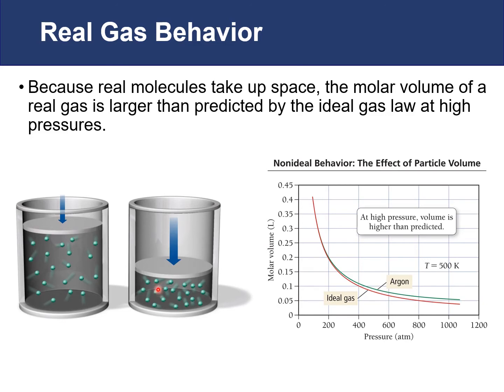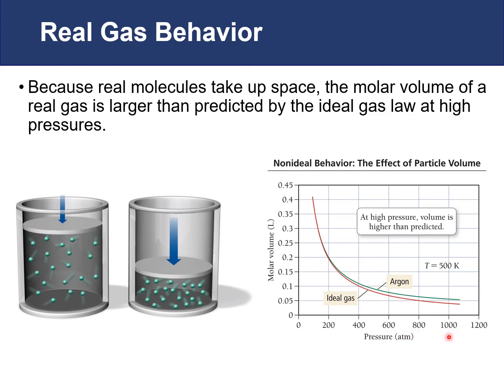So because they take up space, they will collide more frequently, and that frequency becomes important if you're working at very low volumes and very high pressures. So if we look at the molar volume, the amount of space that 1 mole occupies in liters at very high pressures. On our x-axis, we're looking at 200, 400, 600, 800, 1,000 atmospheres of pressure.